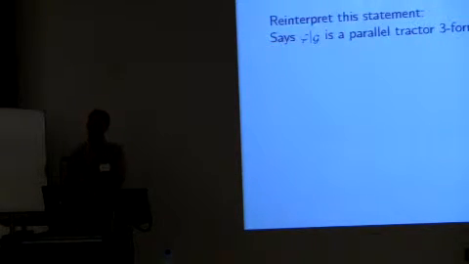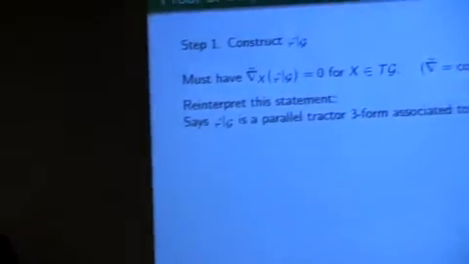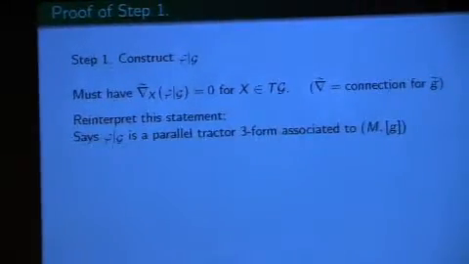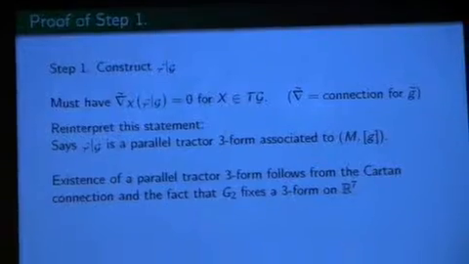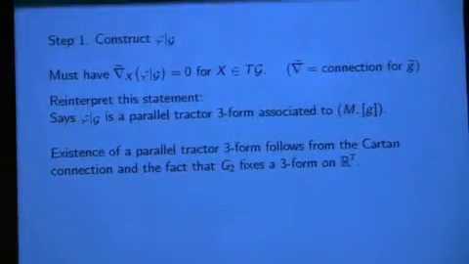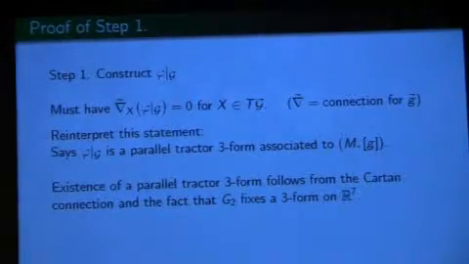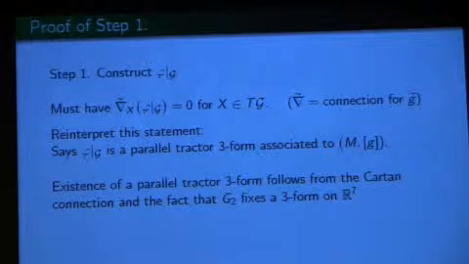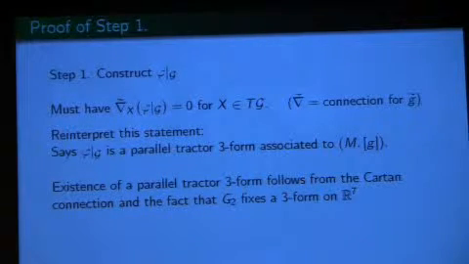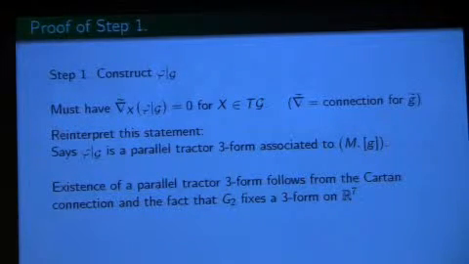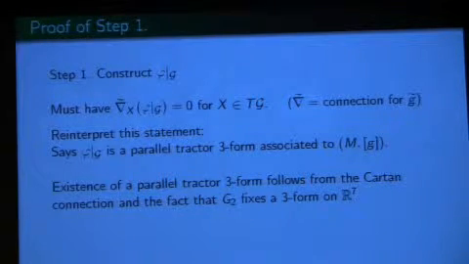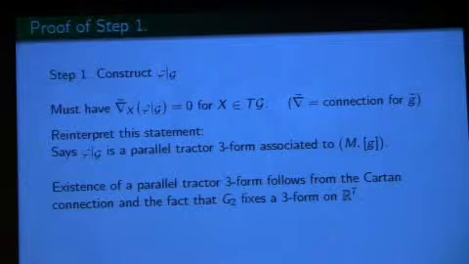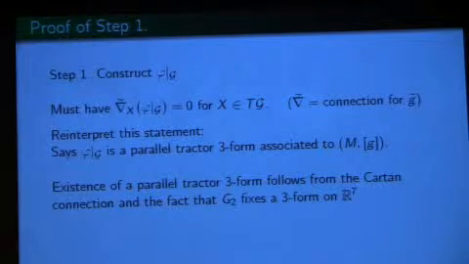So this is just a reformulation of what this statement means on the initial surface. If you're not familiar with that, it's just language. The existence of a parallel tractor 3-form follows right out of the Cartan connection and the fact that G2, the big group, fixes a 3-form on R^7. Whenever you've got a homogeneous space G/P, if P fixes an object in some representation space, the representation space induces a vector bundle, and that object induces a section of that bundle on the space.